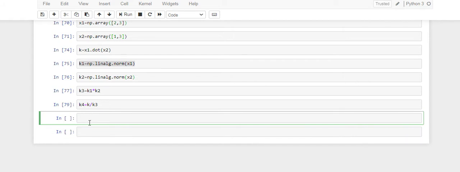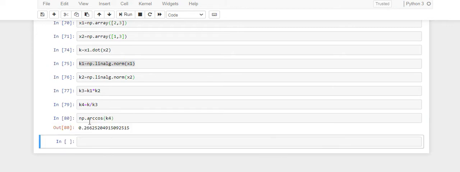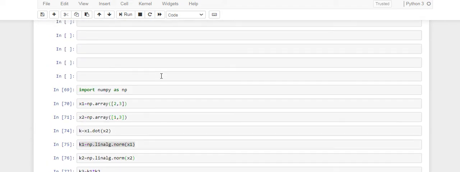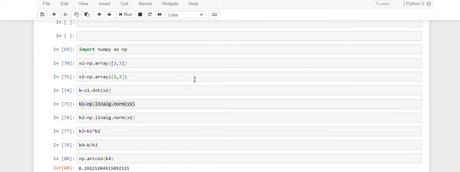How can you find the angle? Just use np.arccos, the inverse cos, and pass your variable t4. This is the angle, about 0.26, which is very small. If you want to convert radians into degrees, just multiply by 180 and divide by 3.14, and you can find the angle. Then you find your degrees, like 30 degrees or 40 degrees. Suppose you calculate something very near; first, let's talk about the angles.